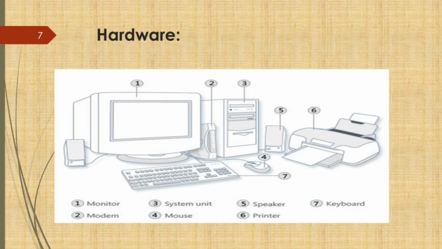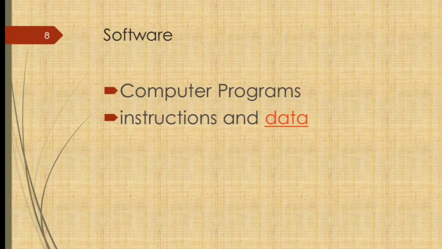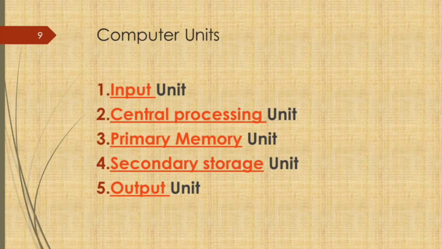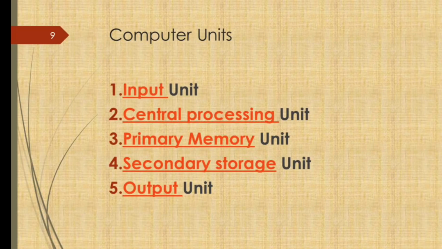This picture defines the computer hardware part: monitor, modem, system unit, mouse, speaker, printer and keyboard. All these parts are defined in this picture. That is called hardware. Software is computer programs, instructions and data. Computer units: input unit, central processing unit, memory unit, secondary storage unit, output unit.